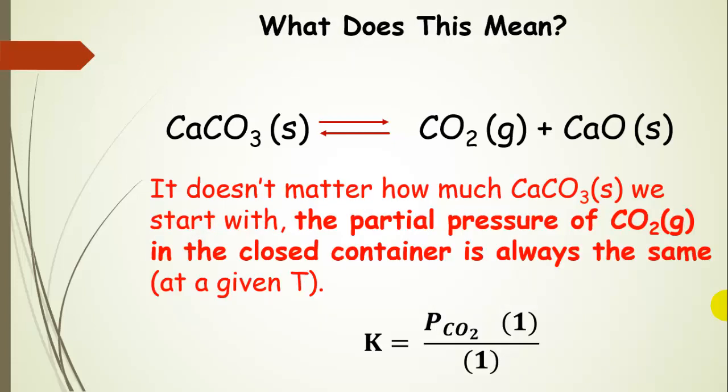Now, the interesting thing about this is that it doesn't matter how much calcium carbonate we start with. The partial pressure in our closed container at some given temperature is always going to end up the same. So we can have a little bit of calcium carbonate, or we can have a lot, and it doesn't matter. All that matters is that in this container, at some given temperature, when it's closed, it's going to set up the same partial pressure, whether there's a lot of it or a little of it.